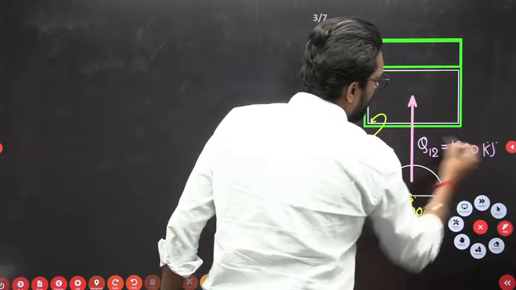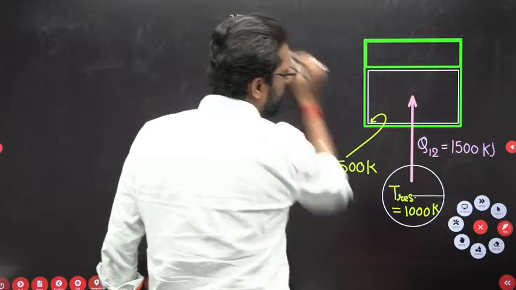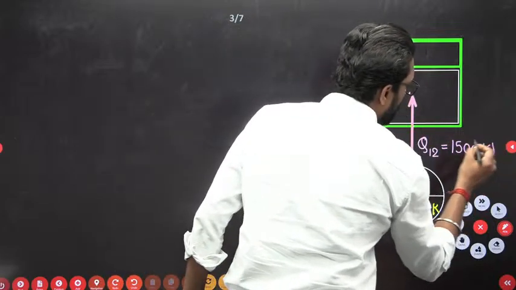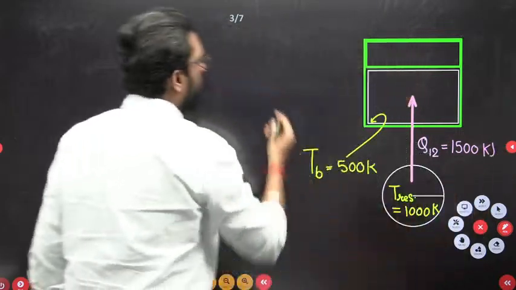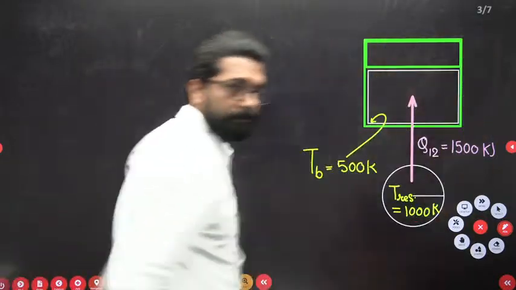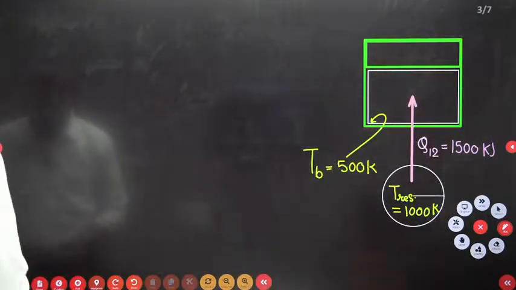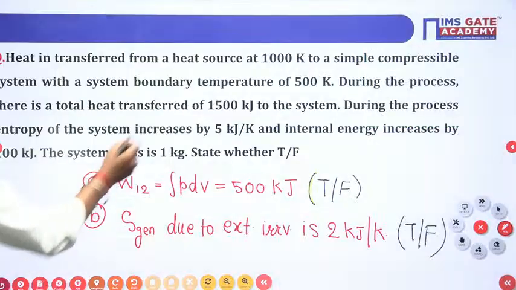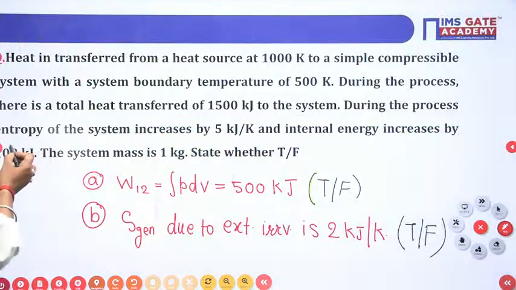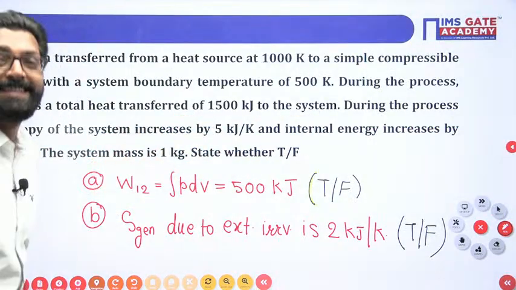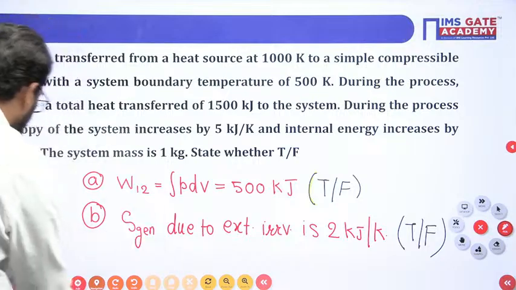Okay, 1500 kilojoule. Clear? 1500 kilojoule. Okay. Now, my dear, done. Now, the next is: during the process, the entropy of the system increases. That means system entropy is increased.